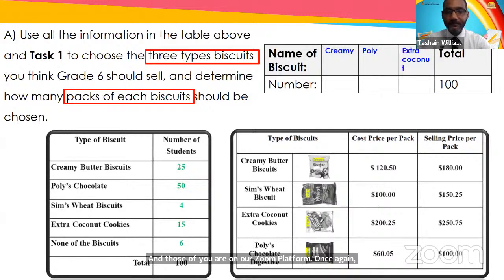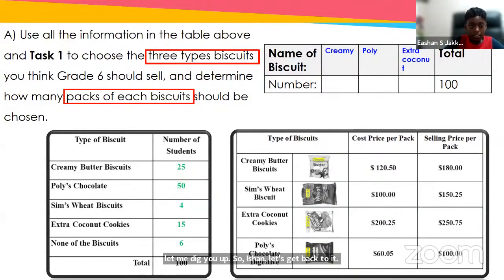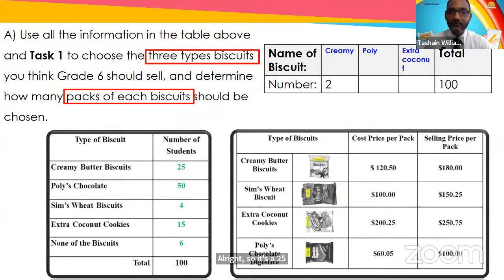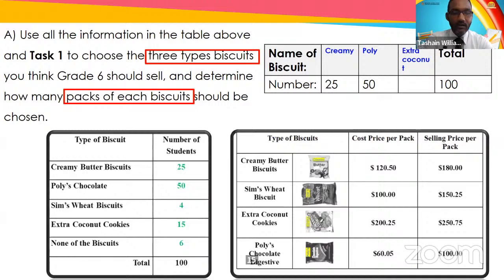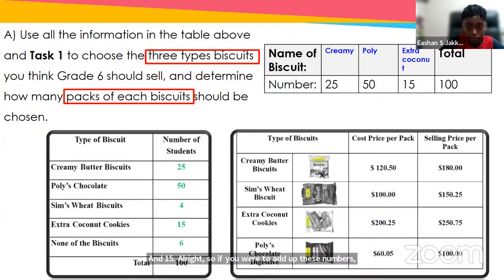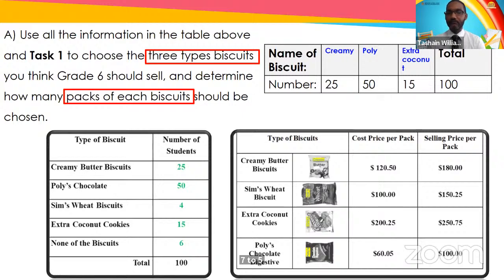Creamy, how much is that? Creamy butter biscuits, the number of students that prefer it is 25, sir. All right, so it's a 25. Talk to me now, Polly biscuit. It's 50. And how much for extra coconut? 15. All right. So if you were to add up these numbers, 50 and 25, how much is that? 75. 75 plus 15. 90.